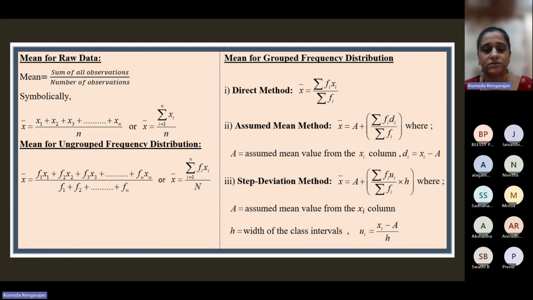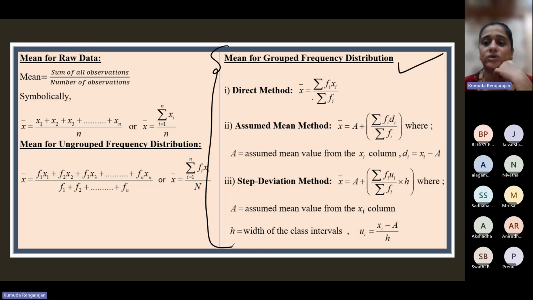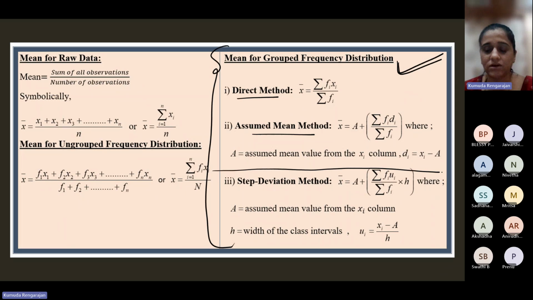Now look at the second column, this part. Mean for a grouped frequency distribution. We have 2 methods, direct method and assumed mean method. This is removed from your syllabus. So we are going to talk only about these 2.